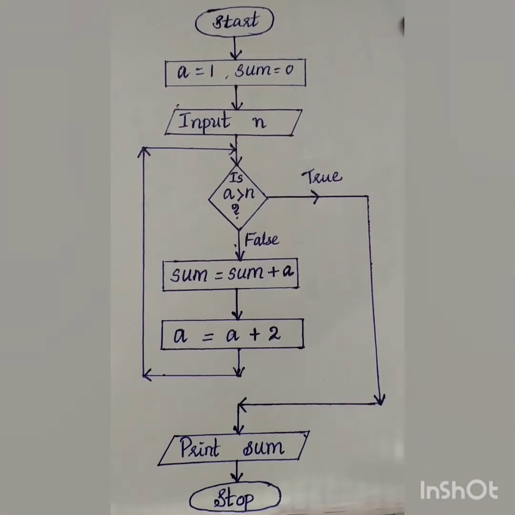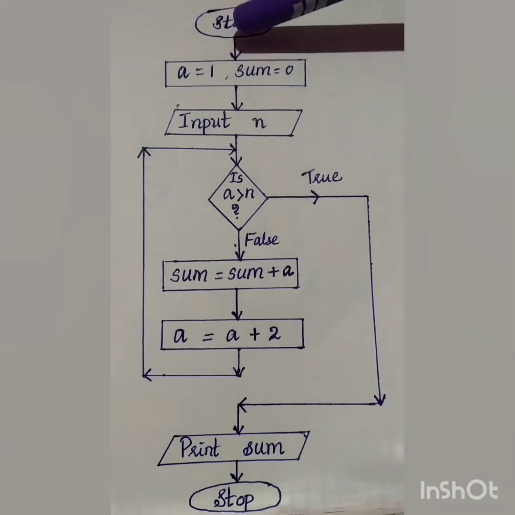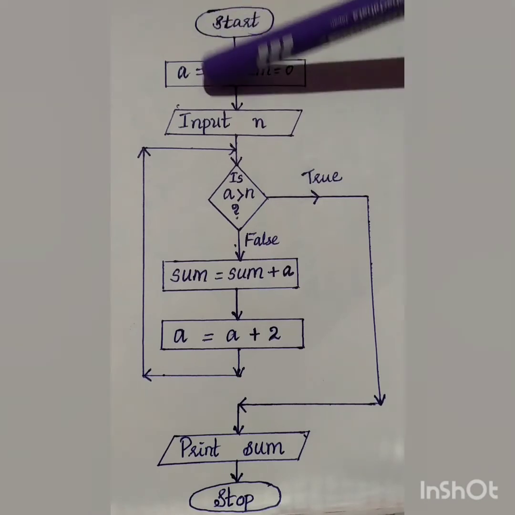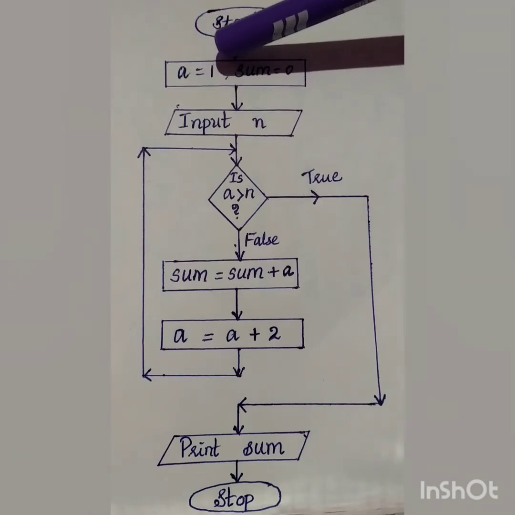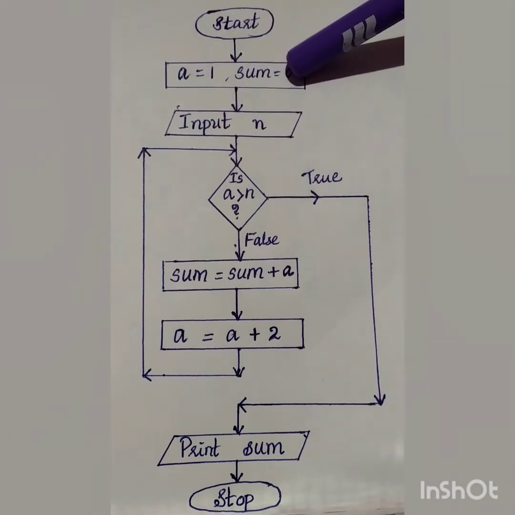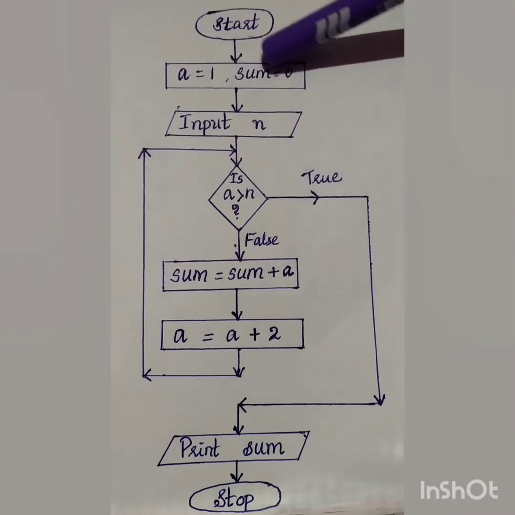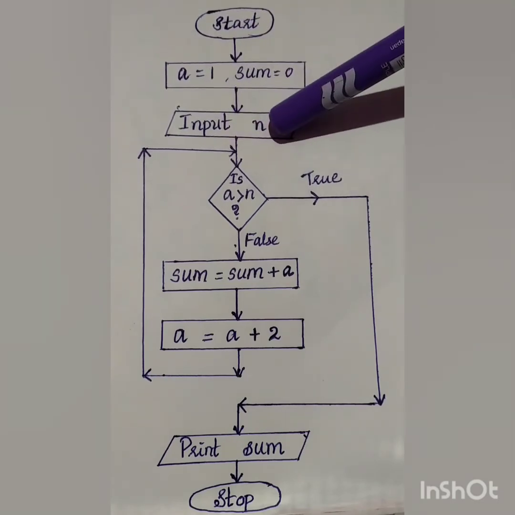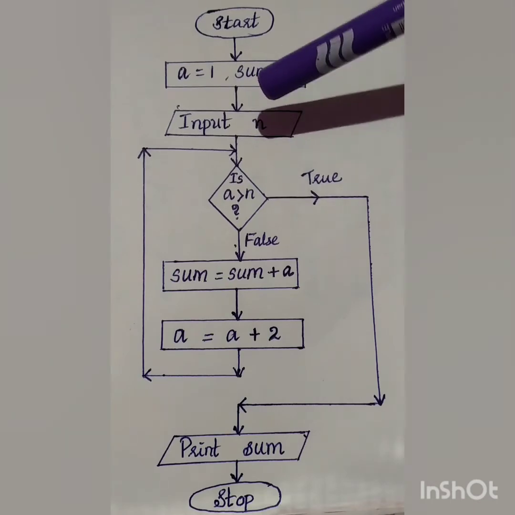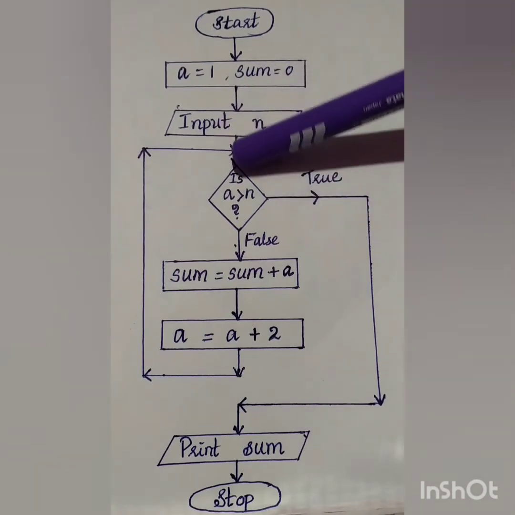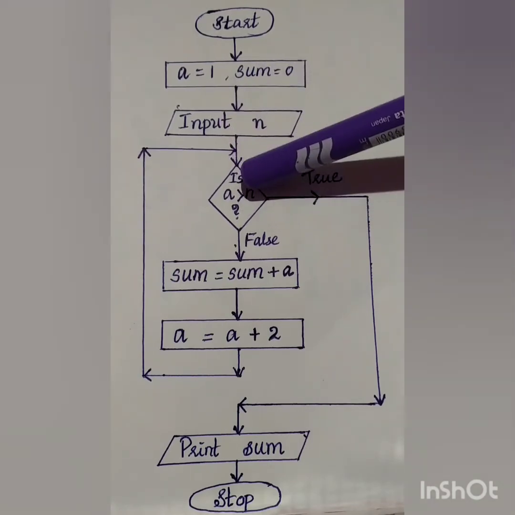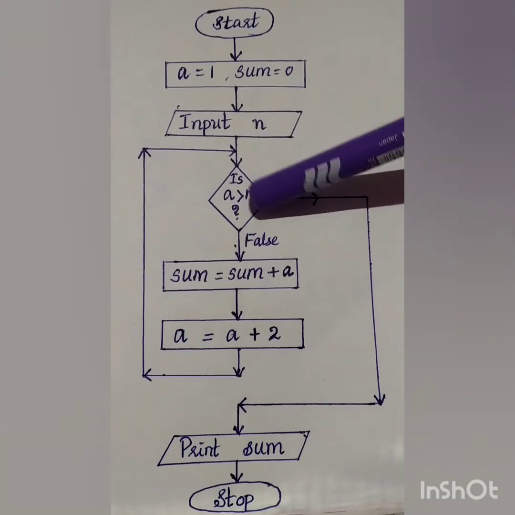As we specified in the algorithm, the first step is start. It is given in an oval shape. Then two processing statements are there, the assignments a equal to 1 and sum equal to 0. They are given in rectangles. Then for input n, a parallelogram is used. Then next is the condition. That condition is given in the decision box or diamond symbol.